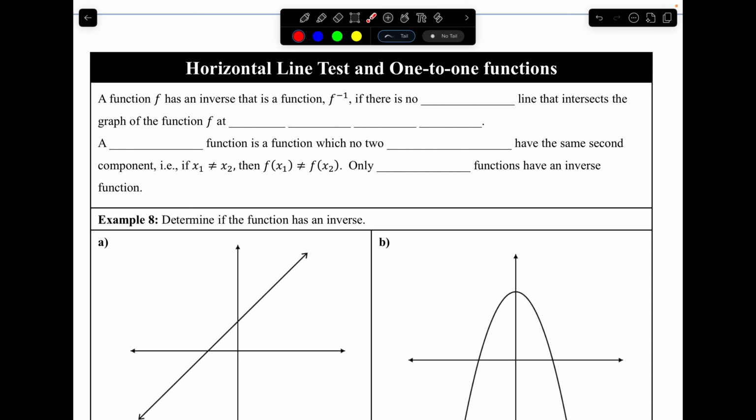Now we've talked about one-to-ones before in a previous lesson. We're now just going to correlate it to how it relates to the inverse. So a function has an inverse, that is f to the negative 1 power, if there is no horizontal line that intersects the graph of f at more than 1 point. And if it does that, we refer to those functions as invertible.